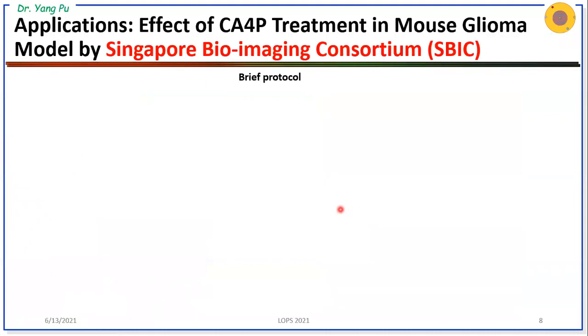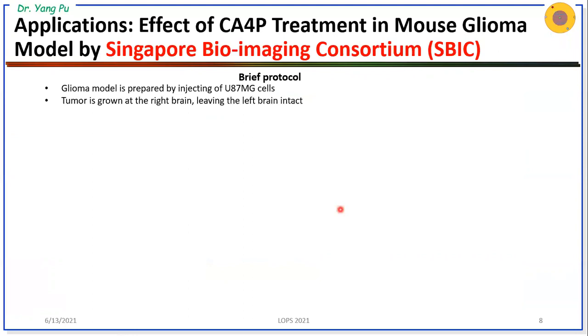We now apply it to our research projects. The first one is a study on glioma tumor in a mouse model. This is our brief protocol. We prepare our tumor model by injecting tumor cells into a mouse's right brain, leaving the left brain intact. After 2 or 3 weeks, the mouse is treated with CF4P through a tail vein injection.